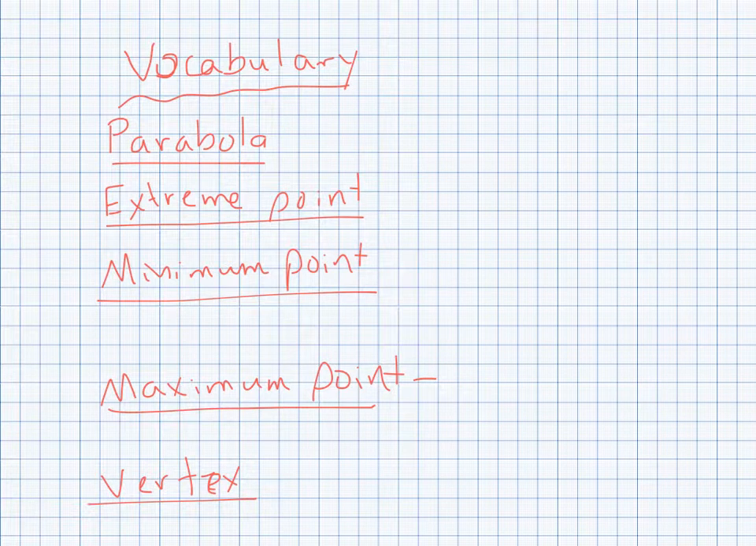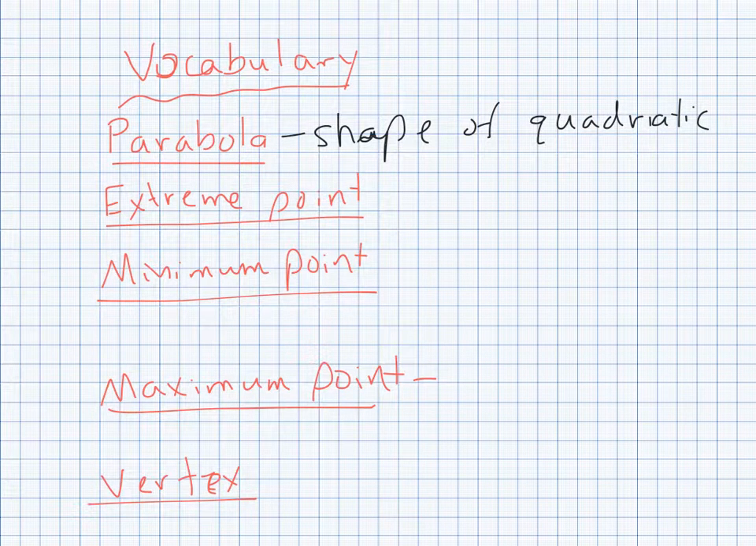Alright, some vocab for quadratic functions. Parabola, you have seen this term before. That is just the shape of the graph of a quadratic function. Each parabola has an extreme point. These are going to be our min or our max. A minimum point is the lowest point on your graph.